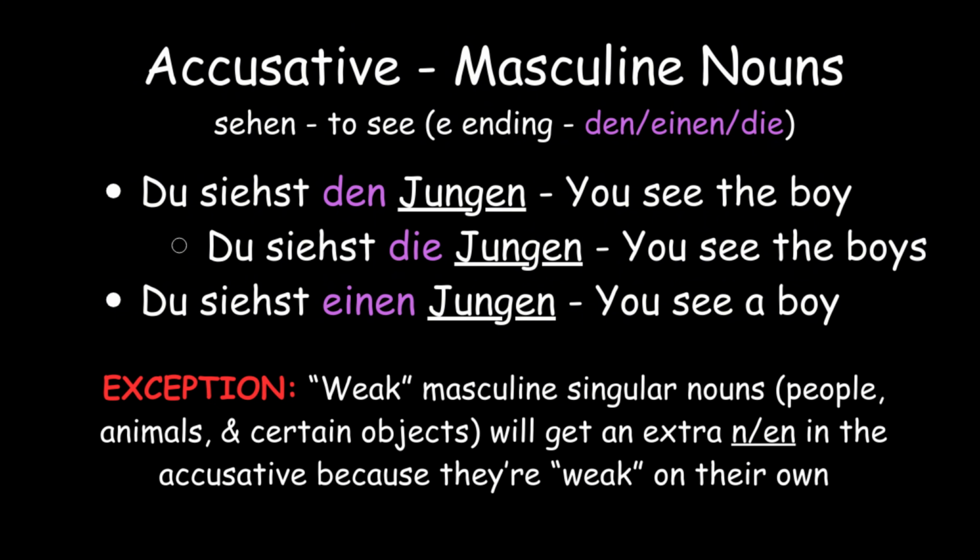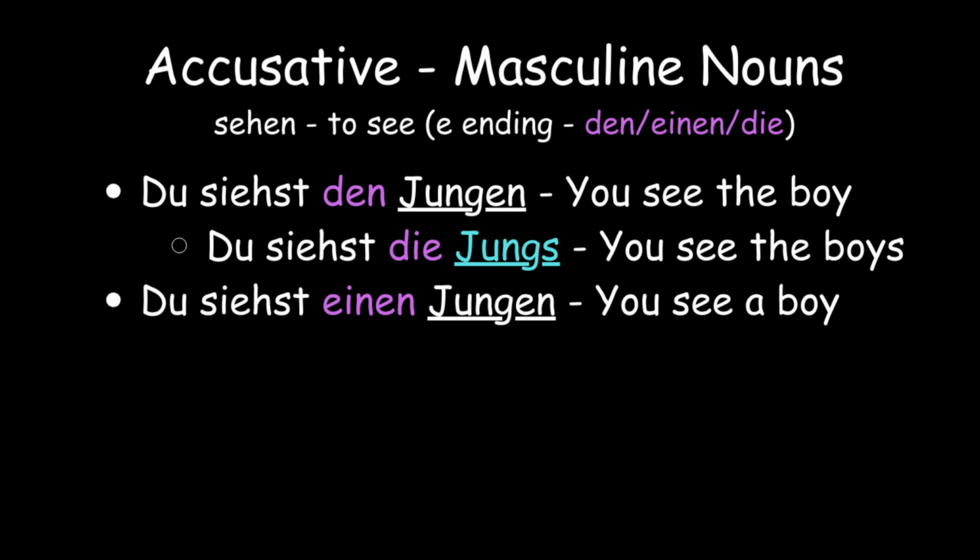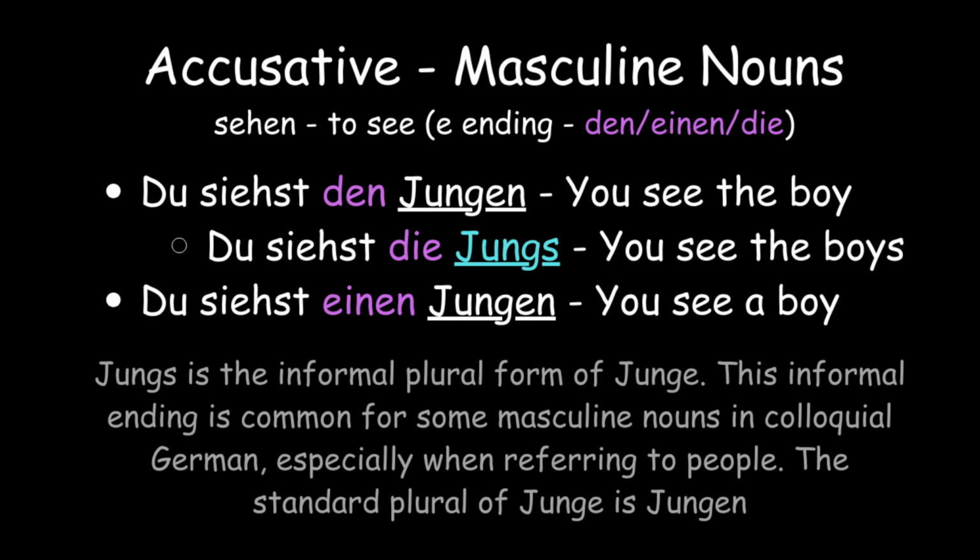Weak masculine singular nouns, like people, animals, and certain objects, will get an extra N in the accusative because they're weak on their own. They require an extra letter so that they sound better, so it's something that you have to watch out for. Additionally, when the sentence is plural, it's possible to say, Du siehst die Jungs. Jungs ends in S, because it is the informal plural form of Junge. This informal ending is common for some masculine nouns in colloquial German, especially when referring to people. The standard plural version of Junge is Jungen, so the difference is in the formality, which is why I showed Jungen first.